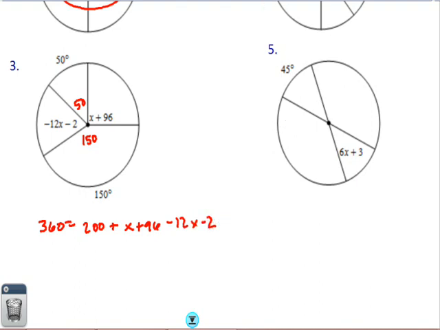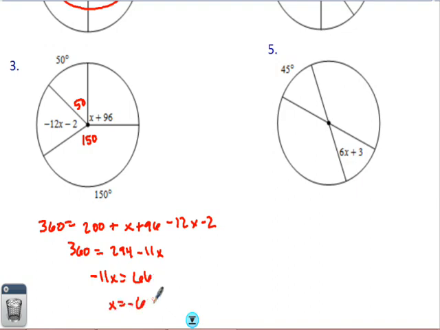Go ahead and pause the video here and take a second and see if you can do some of that algebra on your own and get to the answer. Alright, so I'll walk you through it if you didn't do it on your own. 360 equals 294 minus 11x. Negative 11x equals 66. X equals negative 6.